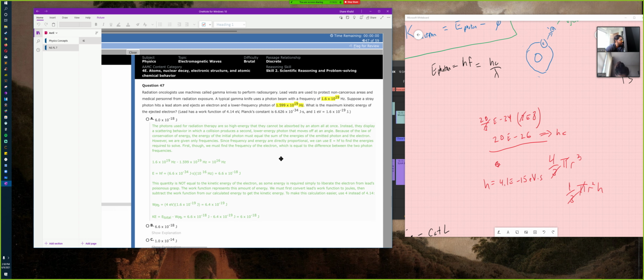Wait, I'm looking at some frequency of 1.6 times 10 to the 19 hertz. That is okay. They're saying 10 to the 16 hertz. Oh, they're subtracting it. I see. A stray photon has that frequency right there.